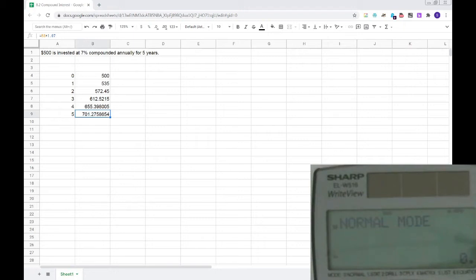Well, what did the spreadsheet actually do? It took 500 and then it multiplied 500 by 1.07, and it did that 5 times. Repeated multiplication is just a power. So if we use a power of 5, we get to multiply it 5 times. We get the same result. So that means we could make a formula to answer questions like this one.